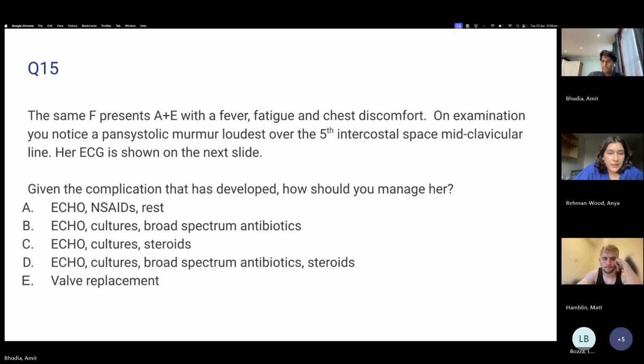Okay. So given the complication that's developed, how should you manage her?